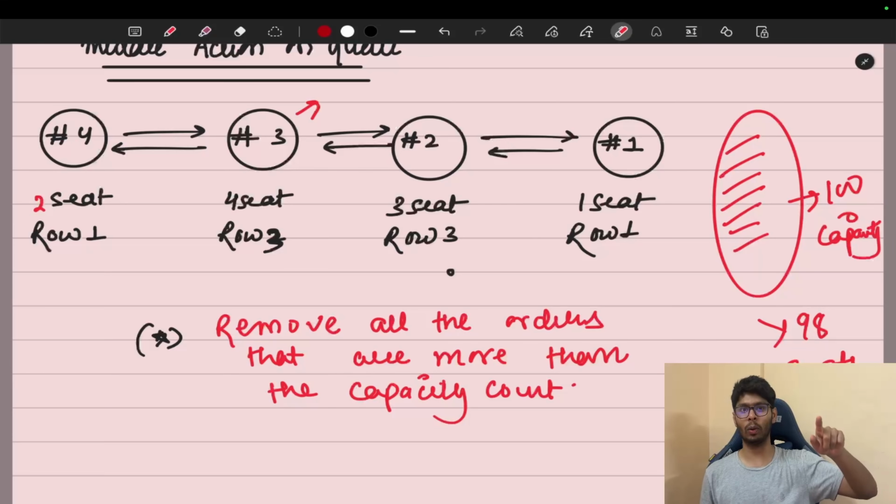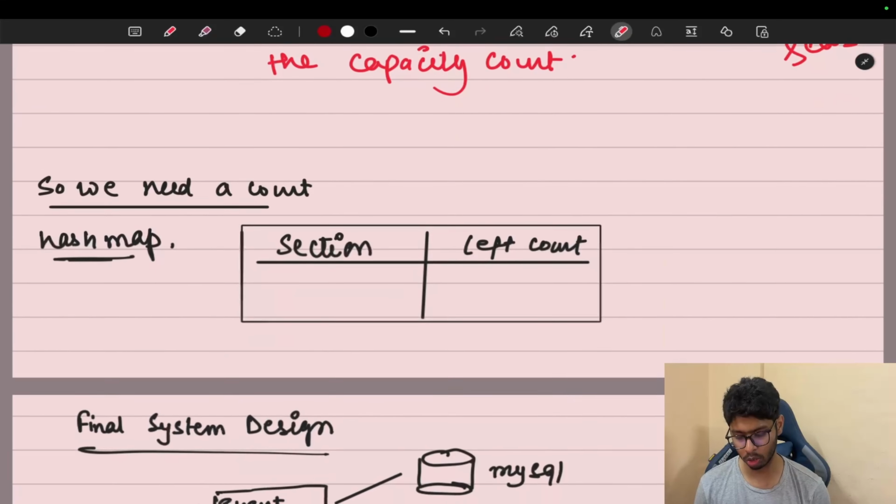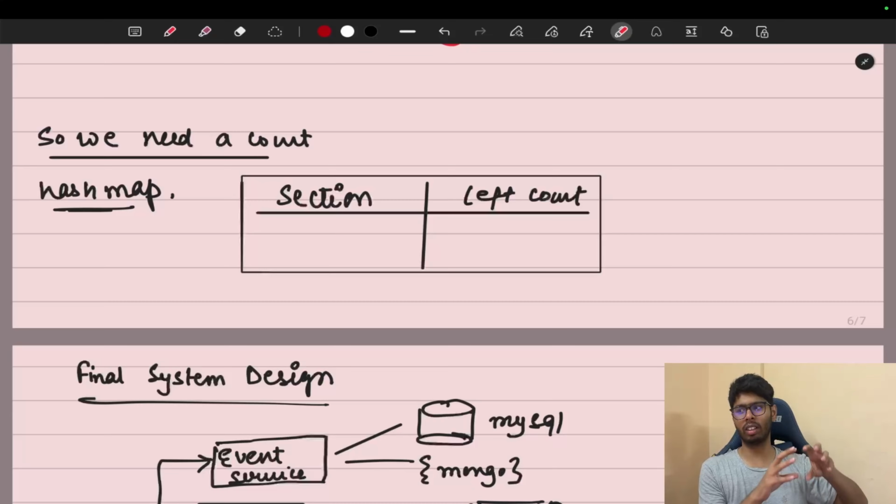So this is where we can use our caching. We can put all this data in a cache. For that particular section, we can store how many seats are left. With this we compare and process that queue, and for all the people who are requesting more seats than our capacity, we can simply neglect them. So we need a count. I just mentioned a hash map. You can simply put it into a Redis.